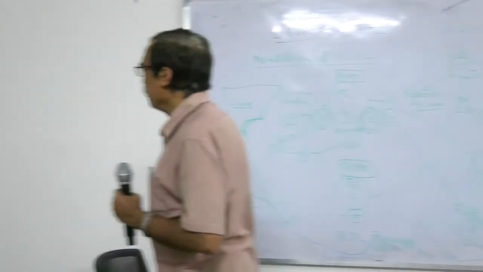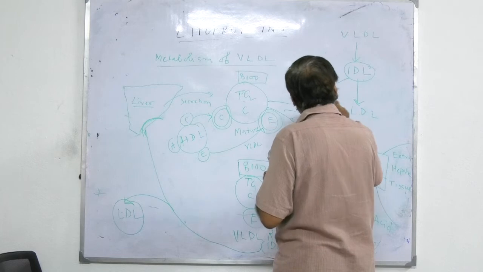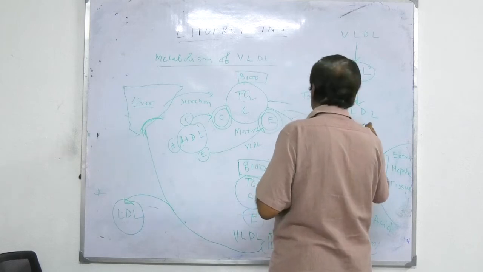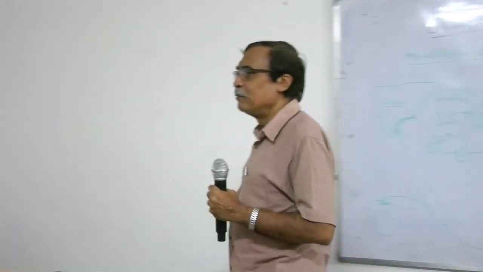আইডিএল এর ফেট হচ্ছে দুটো, একটা টেকন আপ বাই দ্য লিভার আর একটা ফরমেশন অফ দ্য এলডিএল ইন দ্য প্লাজমা। Now how will be the fate of the LDL? Fate of the LDL, that it is some portion it goes to the liver and some portion it goes to the various tissues for deposition of the cholesterol. LDL is taken up both by liver as well as by extrahepatic tissues.